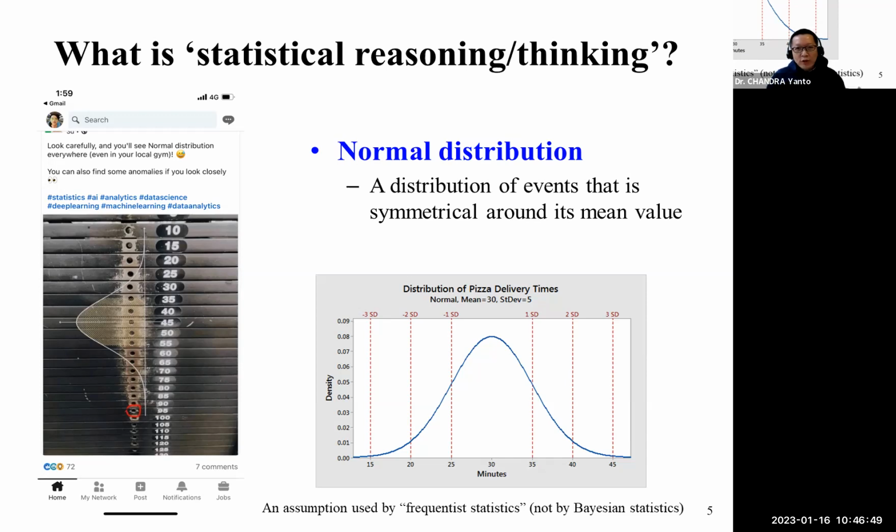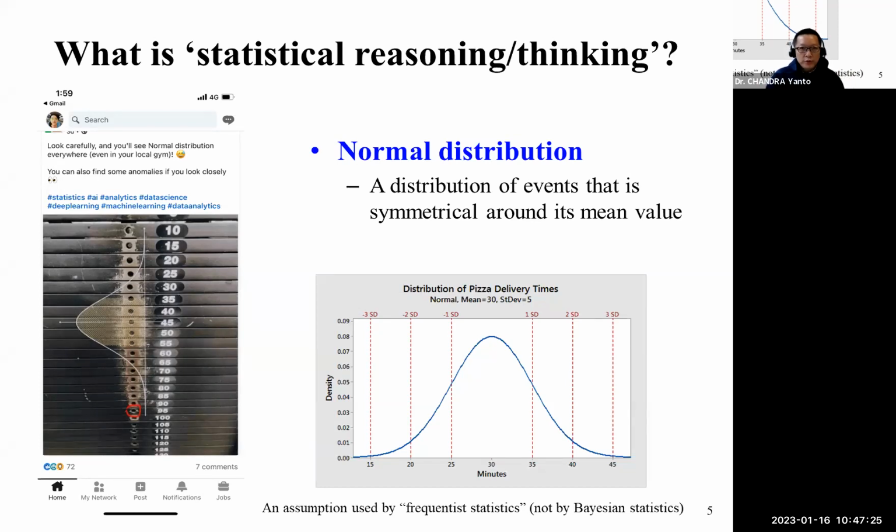Or say you are buying pizza. You record how many minutes it takes for your pizza to arrive at your home after you make the order using your app, and every time the pizza delivery guy comes, you record the time. If you plot that, you will find an average time. For example, in this diagram the average time is 30 minutes with a standard deviation of 5, so it could be 5 minutes more than 30 or 5 minutes less than 30. This is what we call a normal distribution.